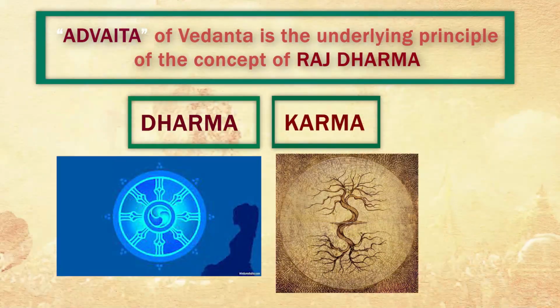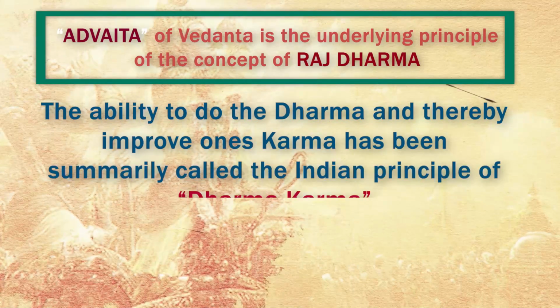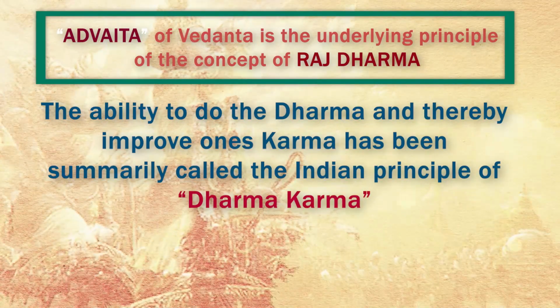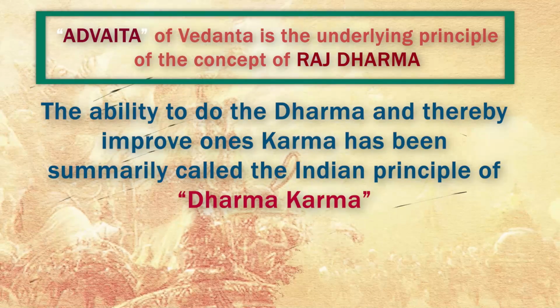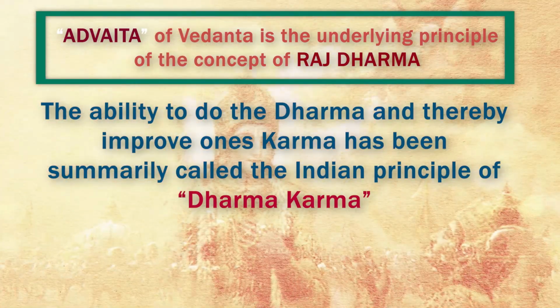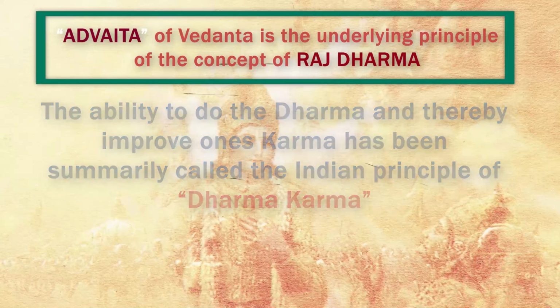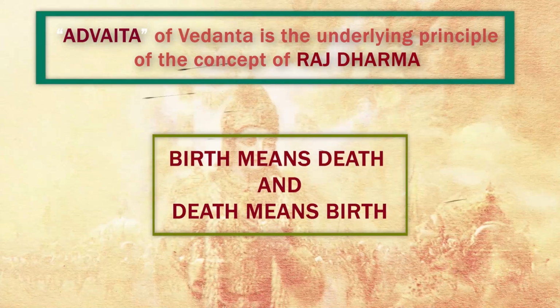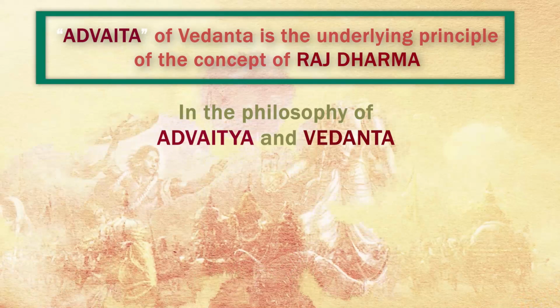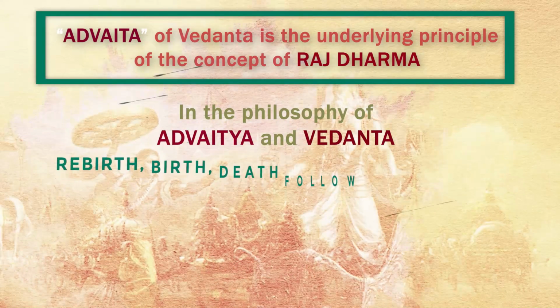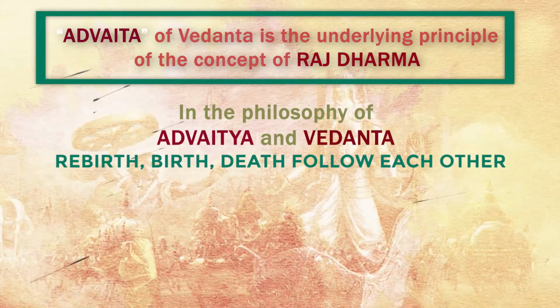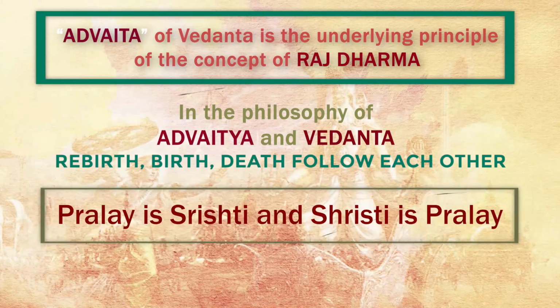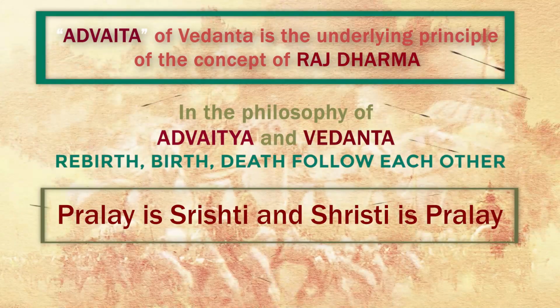In the Oriental or the Dharmic system, the notion of time is cyclical. Birth and death repeat each other in an endless cycle, and this is known as the cycle of life. Birth means death, death means birth. In the philosophy of Advaita and Vedanta, birth and death follow each other, and hence Pralaya is Srishti and Srishti is Pralaya at the same time. Now this we have to keep in mind, because this becomes very important when we compare it with the Western philosophy of linear time, where there is judgment day and apocalypse or Qiyamah.